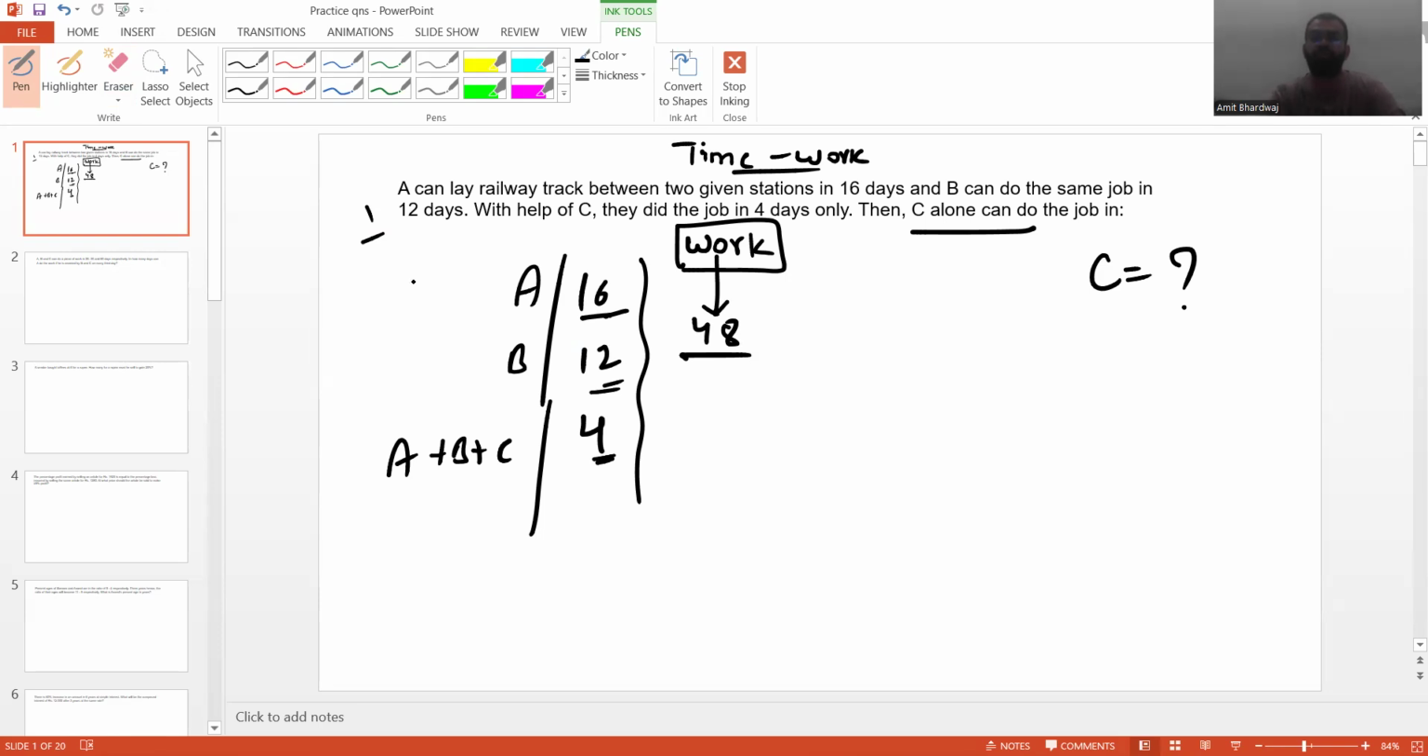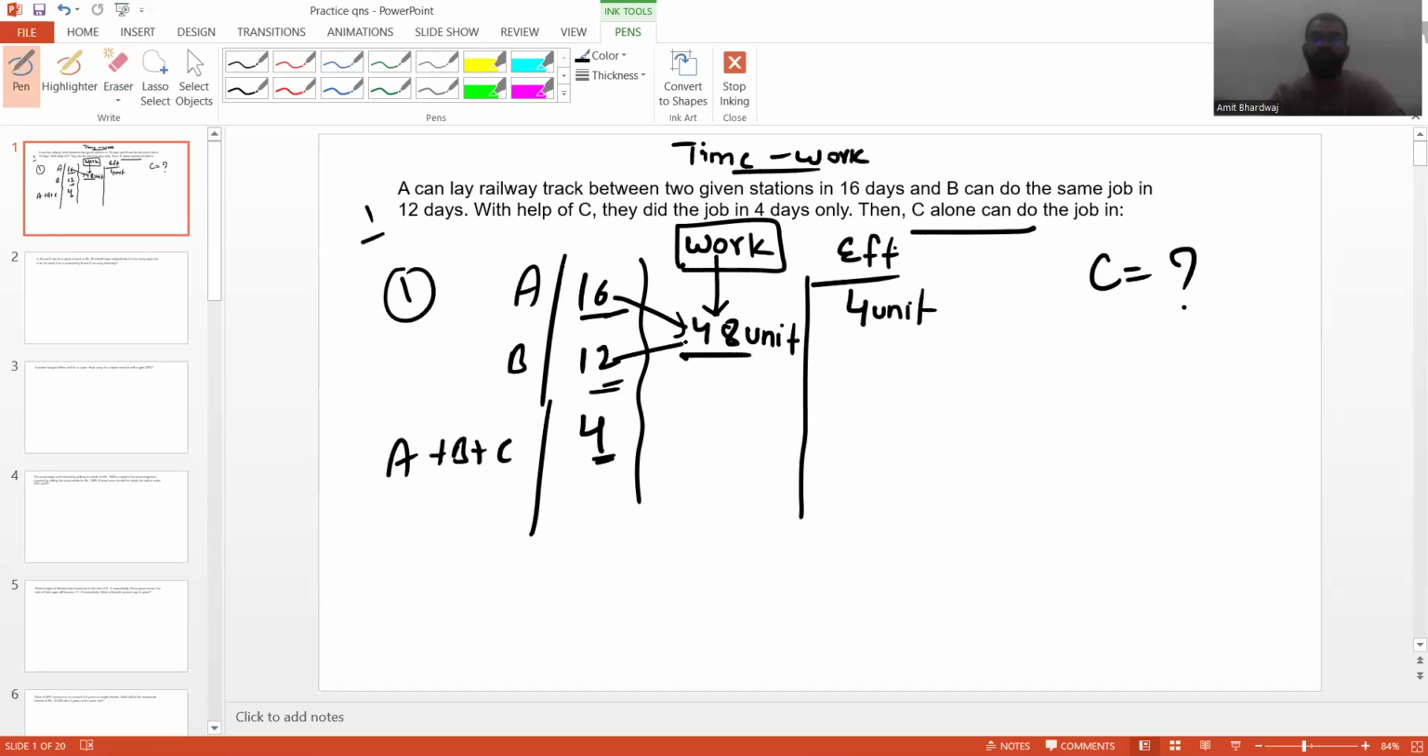You can also assume the work as 1 unit. The answer will never change. Okay, I'm just making my calculation easy. I am assuming work is 48, right? If the work is 48 units, let's write down here efficiency. Efficiency means 1 day work. So what is the 1 day work of A? If in 16 days A is doing 48, means in 1 day 4 unit.